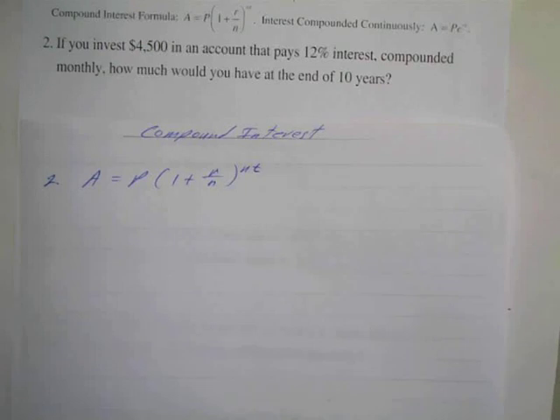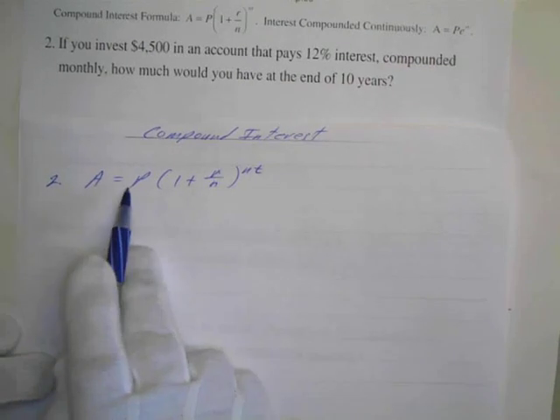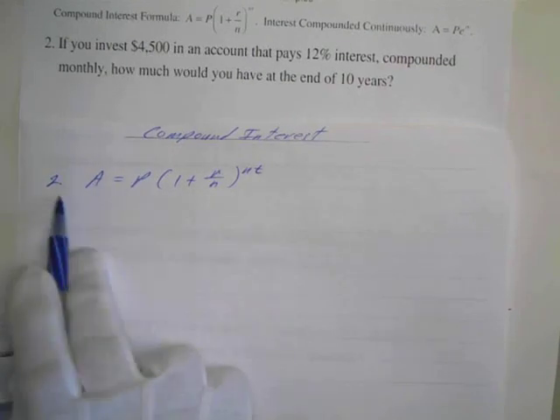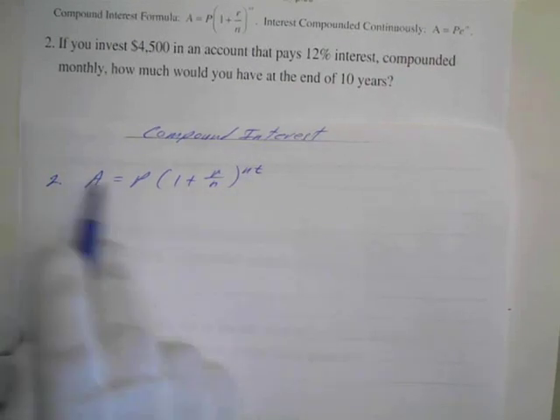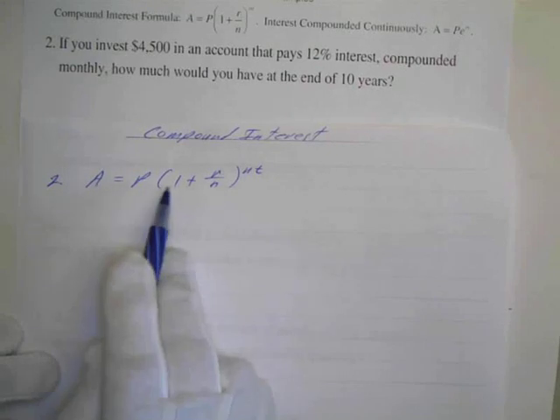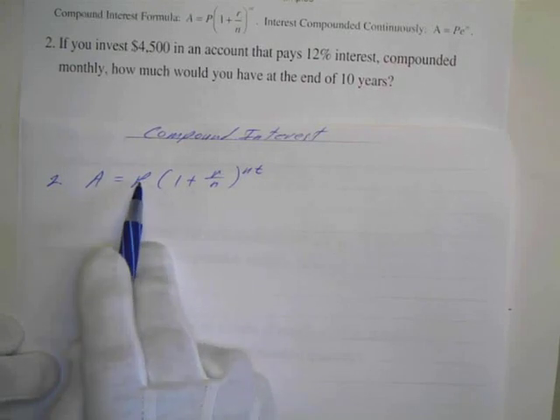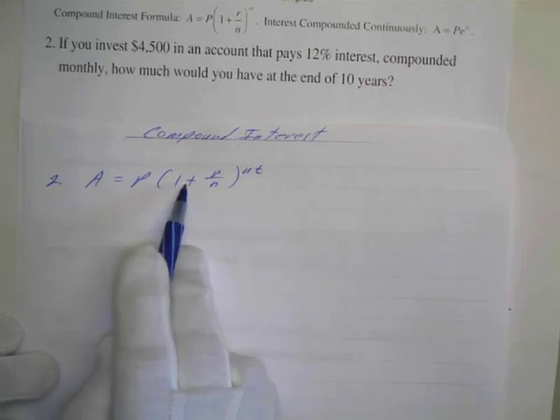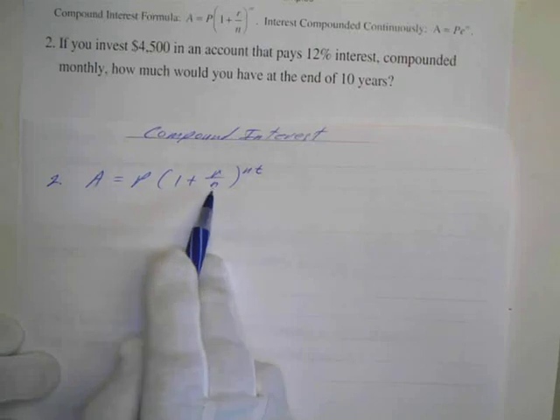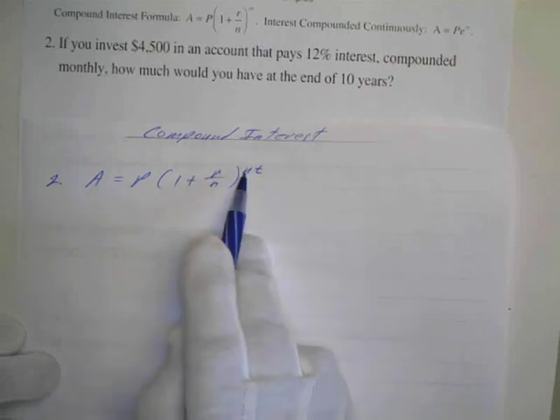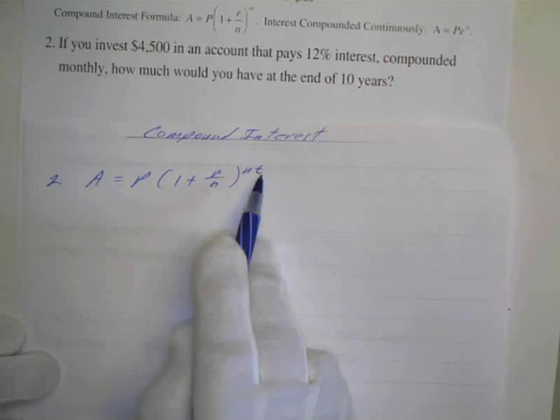Here are some compound interest problems, looking for different parts of the basic formula. The basic formula is: amount equals the principal, that's the amount we're investing, times 1 plus r, which is the interest rate, over the number of times we're compounding it per year, all raised to the number of times we're compounding it per year times the number of years. The amount is what we have at any given time t.